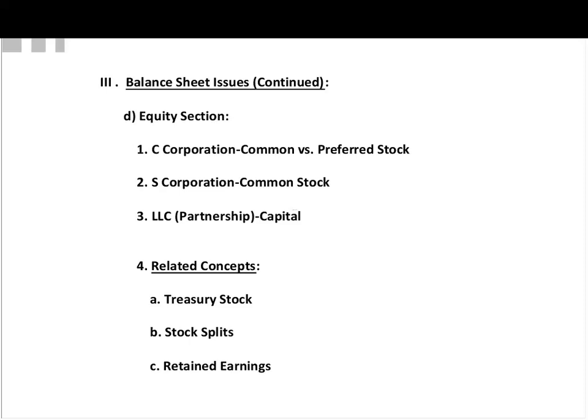I'd add this to your notes. Number 1, preferred stock, if there's only so much cash to be paid out in the form of a dividend, preferred gets paid first. Number 2, if there's a liquidation of the company, preferred stockholders get paid first, and then common. But what does common have?